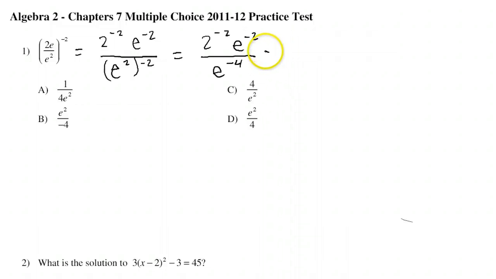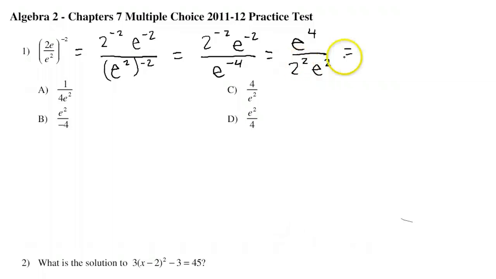Now, if you recall, all the negative exponents, they just move. So this negative exponent on the bottom moves to the top, and both of these move to the bottom. So on top, I'm left with e to the 4th over 2 to the positive 2 and e to the positive 2. And now what we need to do is simplify.